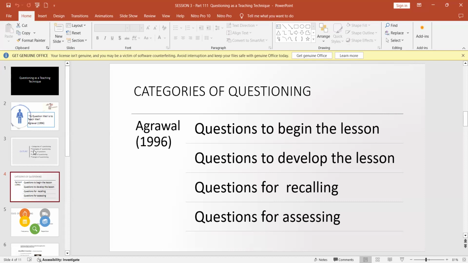So questions to begin the lesson. That means teachers ask questions to begin the lesson. When they want to actually do a lesson, at the outset itself, teachers ask questions. That is one category. So questions to begin the lesson. What can be the purposes of asking or using questioning as a technique at the beginning of the lesson?